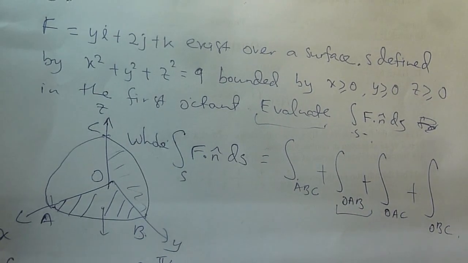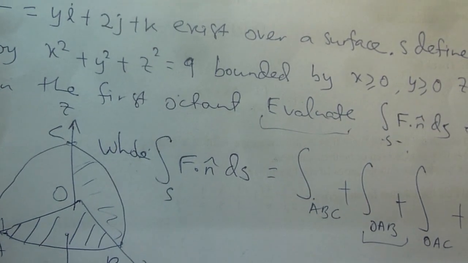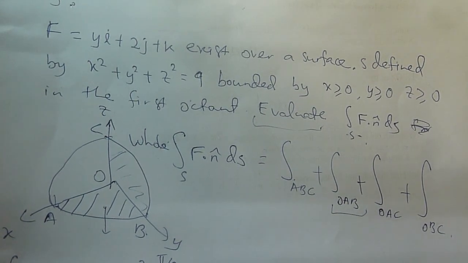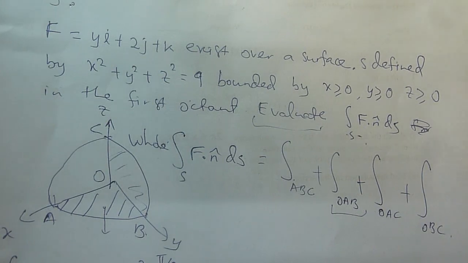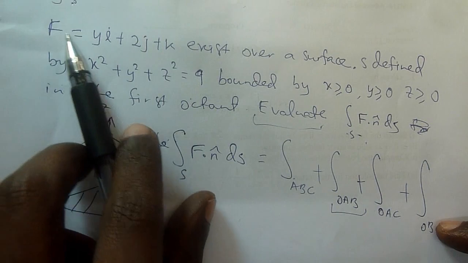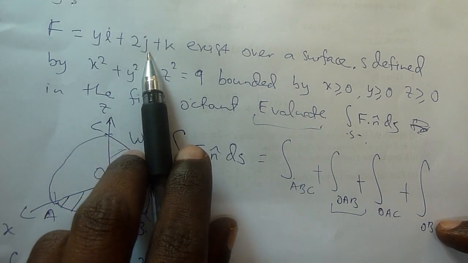Okay, welcome back. Let me revise the surface integral example 3, the question that I stopped at. I will revise this very quickly. How to find the quadrant-based hemispherical surface, where F equals yi plus 2j plus k.